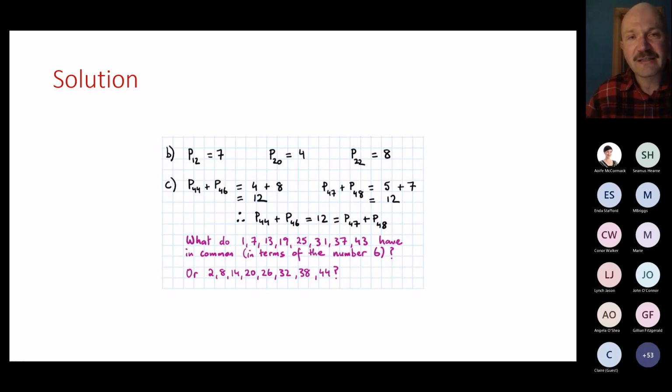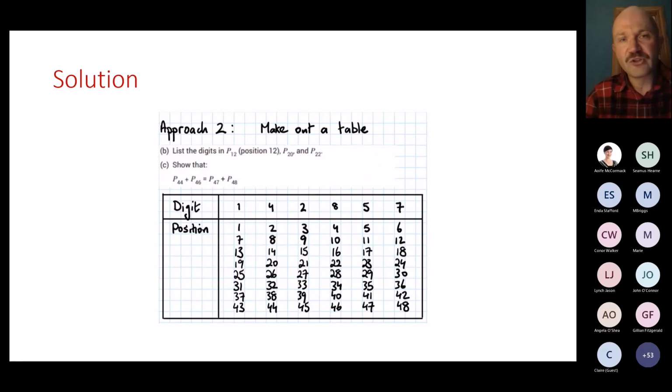If we just go back a slide, we'll see that all of those numbers, when you divide them by 6, have remainder 1. And as a result, the terms that are in those positions would have the same value as term 1.